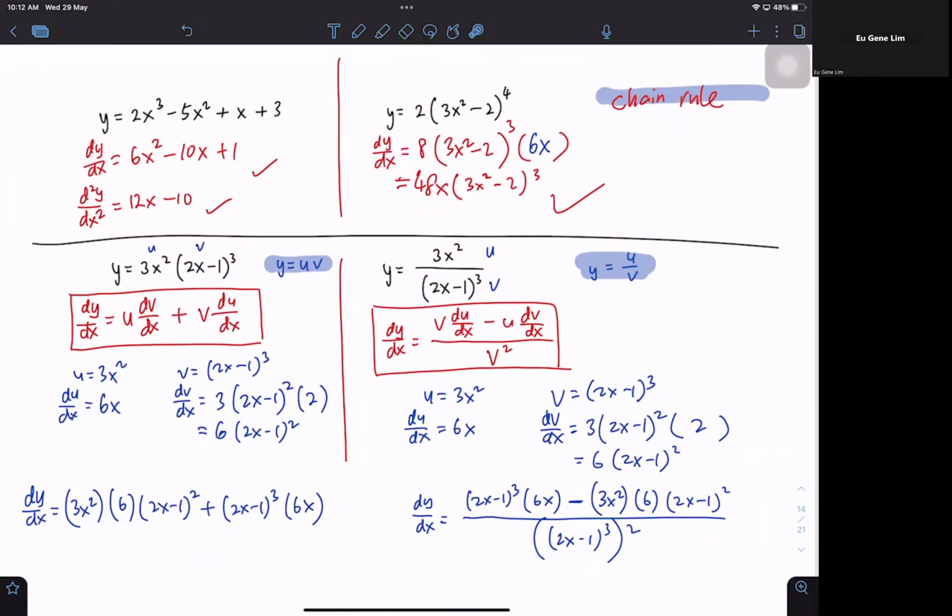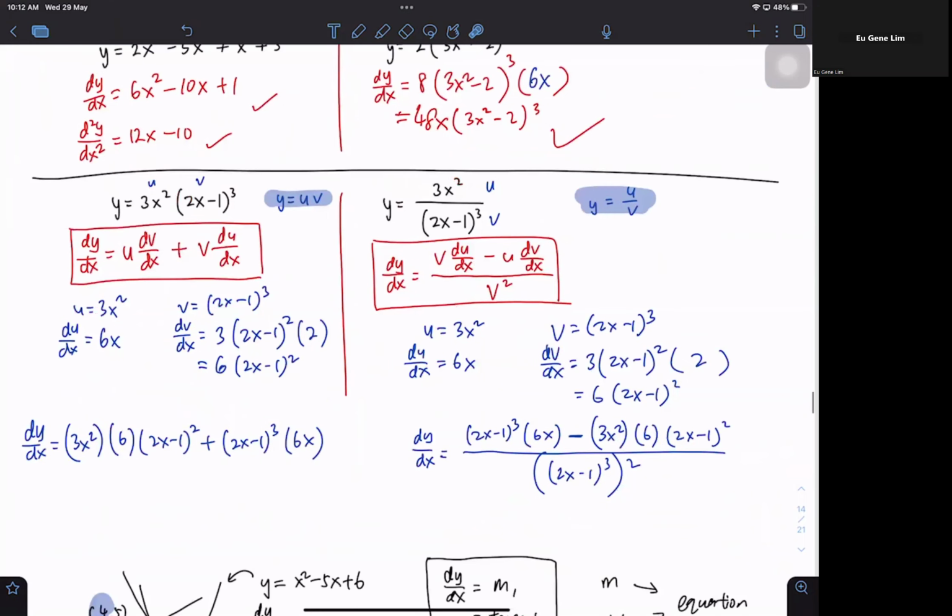So remember there are four different ways to differentiate. The basic way, chain rule when the power is too big, UV and U over V. Okay, good. Then next, continue.